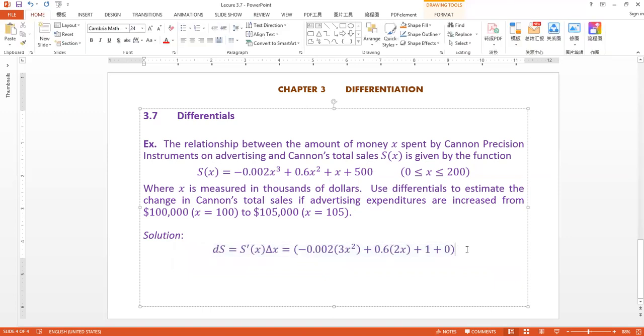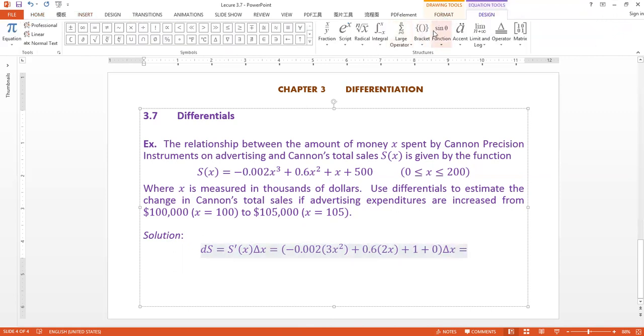Okay, so that's the derivative of the function. We still need to multiply by the increment in x. Okay, that's right. So let's just simplify this a little bit. 0.02 times 3 is just 0.06. So that's negative 0.06 x squared, the first term.